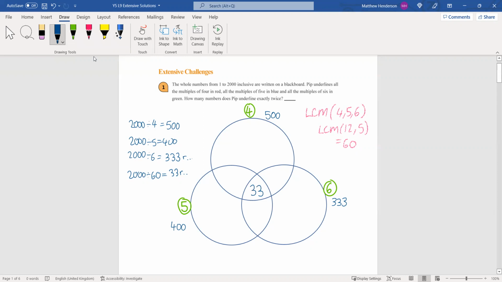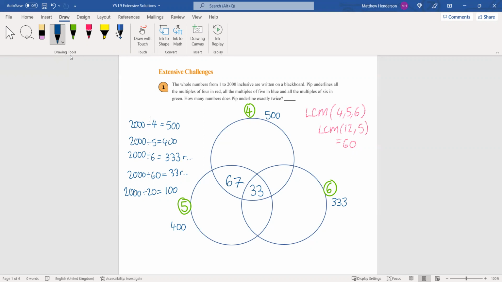So how many of these multiples of these numbers are multiples of 4 and 5? So I'm looking for anything which is a multiple of 20. That's the lowest common multiple of 4 and 5. So 2000 divided by 20, which gives us 100 multiples in total. However, 33 of those are in the middle. They are multiples of 6 as well. So I need to subtract those 33 that are multiples of 6, giving me 67 remaining multiples of 20, which are not multiples of 6.